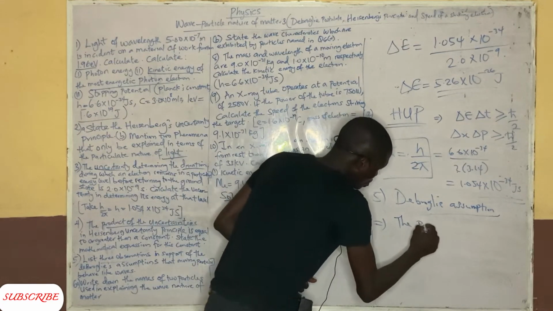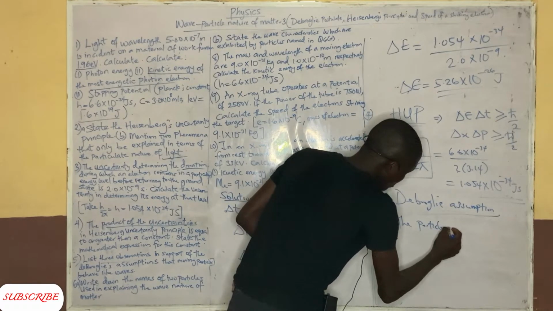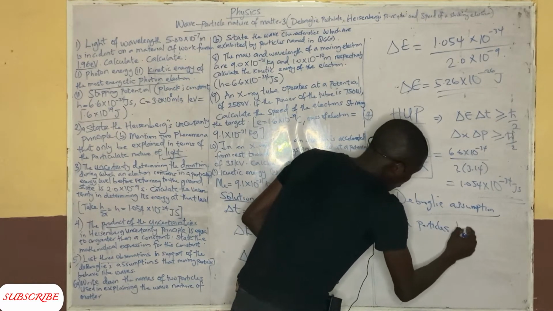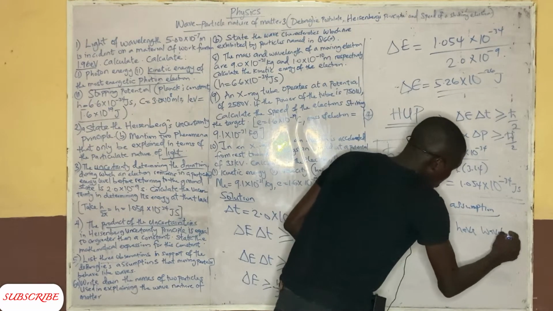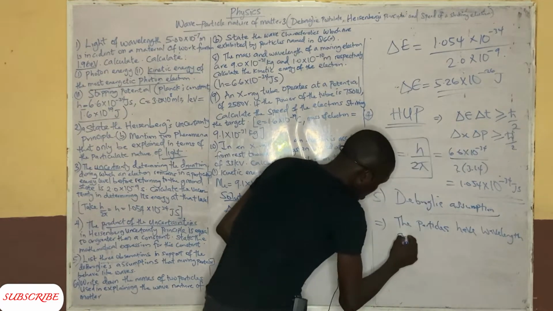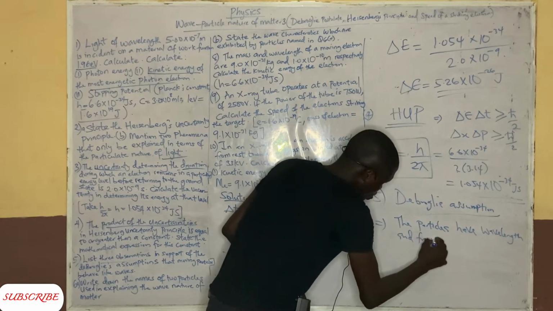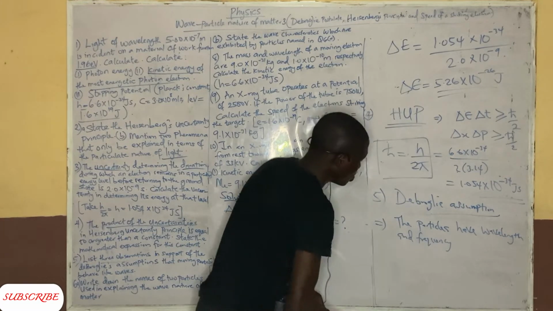The moving particle has wavelength and frequency. That's one of the observations that can support it. The particle has wavelength and frequency.